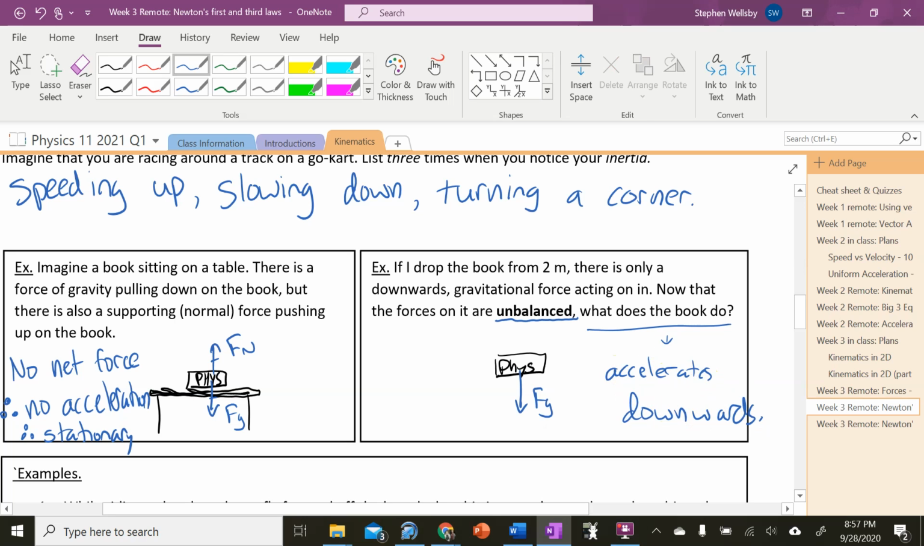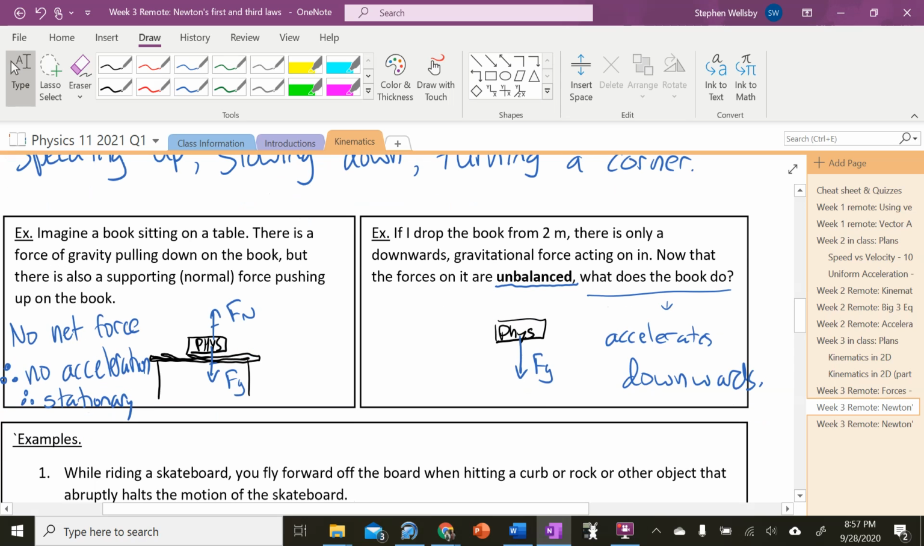All right, so again, this still applies to Newton's first law. If we have a net force on it, a net force will result in some sort of acceleration, and no net force results in no acceleration, like the first example. Now I want to do a side example here.